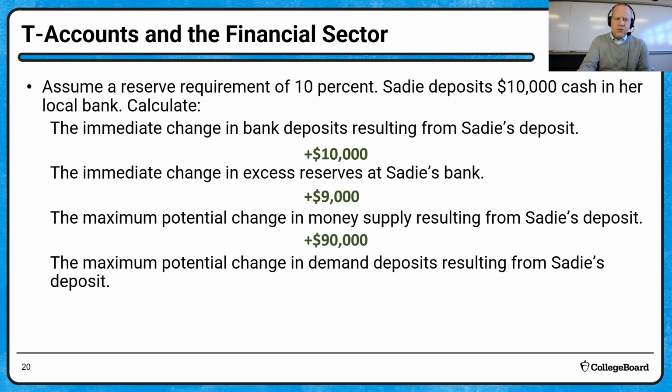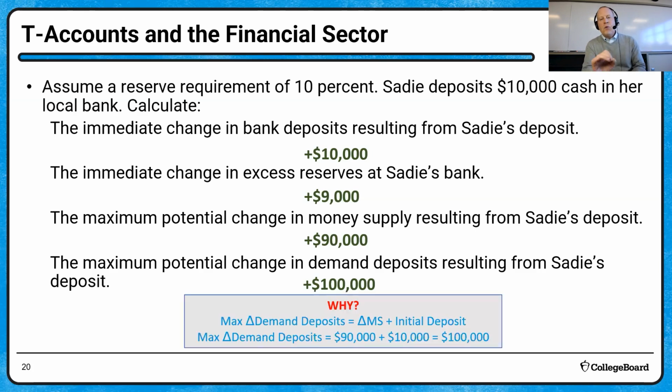Okay, so the maximum potential change in demand deposits resulting from Sadie's deposit, $100,000. Now, if you're comfortable with it, it is okay in a question like this to simply take that initial $10,000 deposit, multiply it by 10, the multiplier, and get your $100,000. But I think it's helpful to break that down a little bit more and consider why that's okay and why the answer is $100,000.